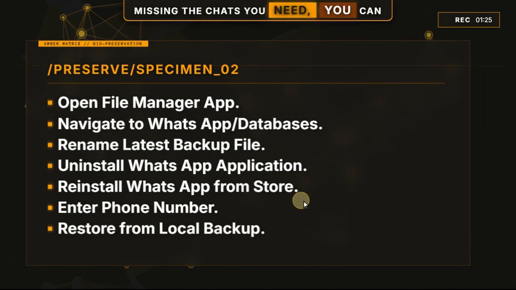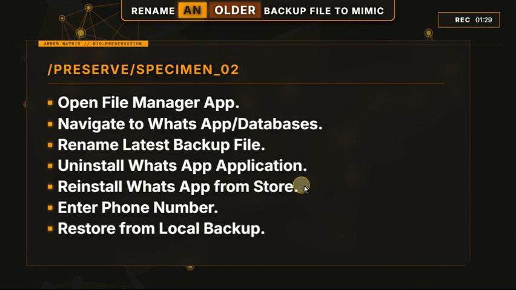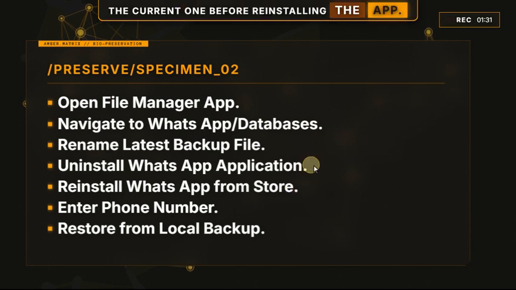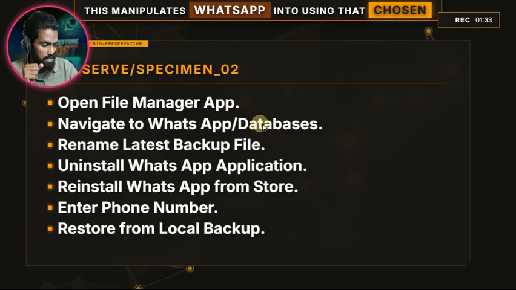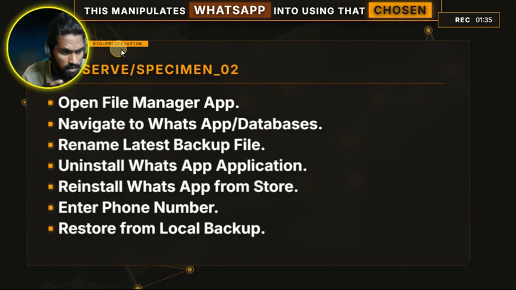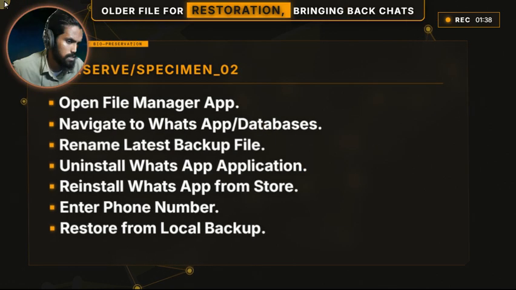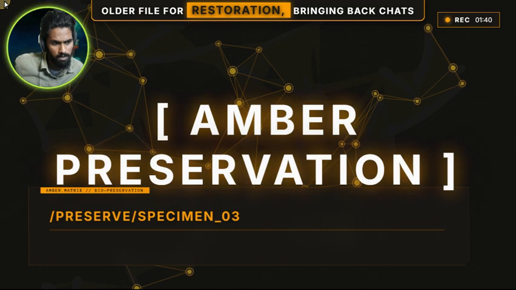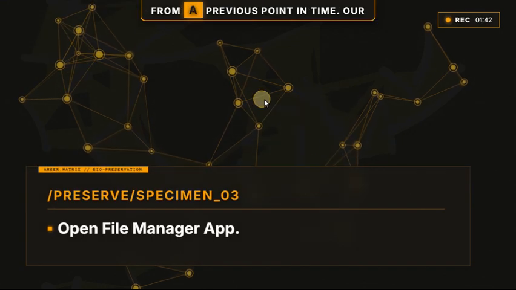If your most recent backup is missing the chats you need, you can rename an older backup file to mimic the current one before reinstalling the app. This manipulates WhatsApp into using that chosen older file for restoration, bringing back chats from a previous point in time.